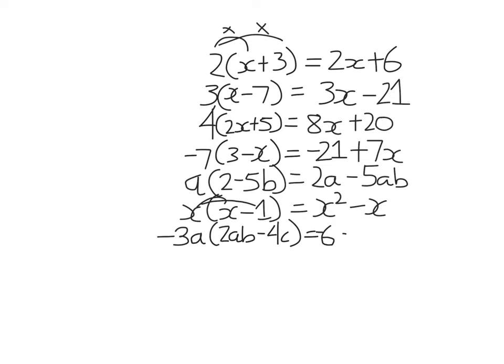Then I go a times a, and there's also a b. Then I go minus 3a times minus 4c. So a negative times a negative is always a positive. So it's positive 12ac, and then we're done.